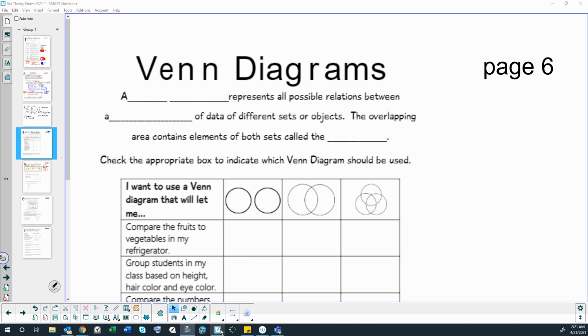Page 6 of our notes, a Venn diagram. We usually capitalize the word Venn. It refers to someone's name, so it's named after some person that discovered or invented it.